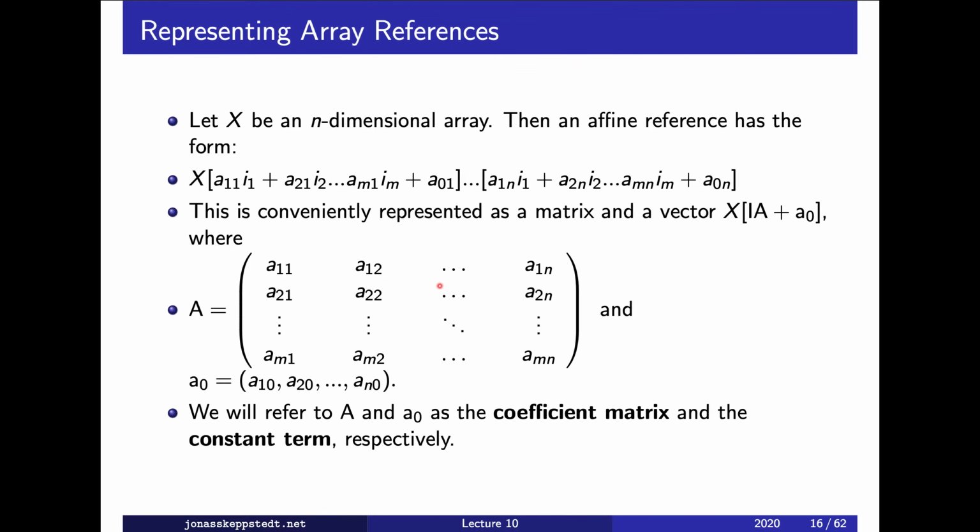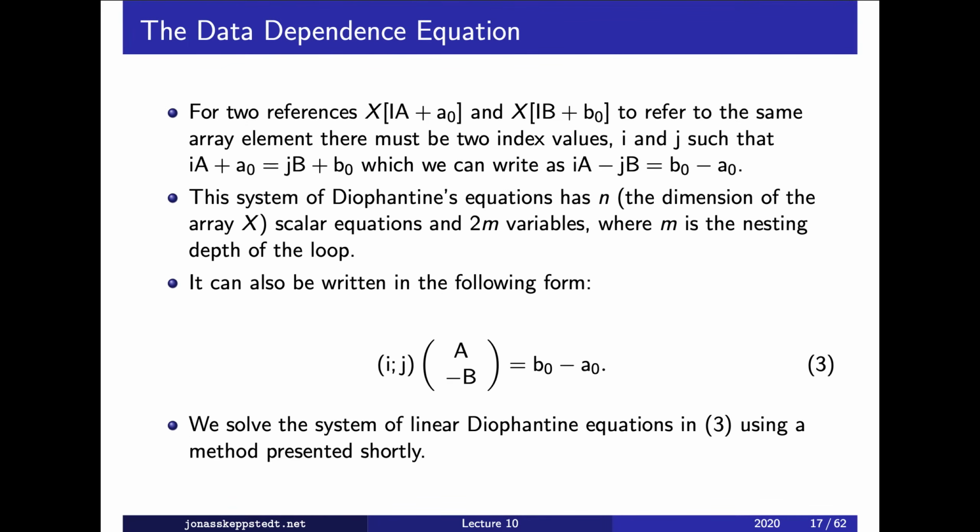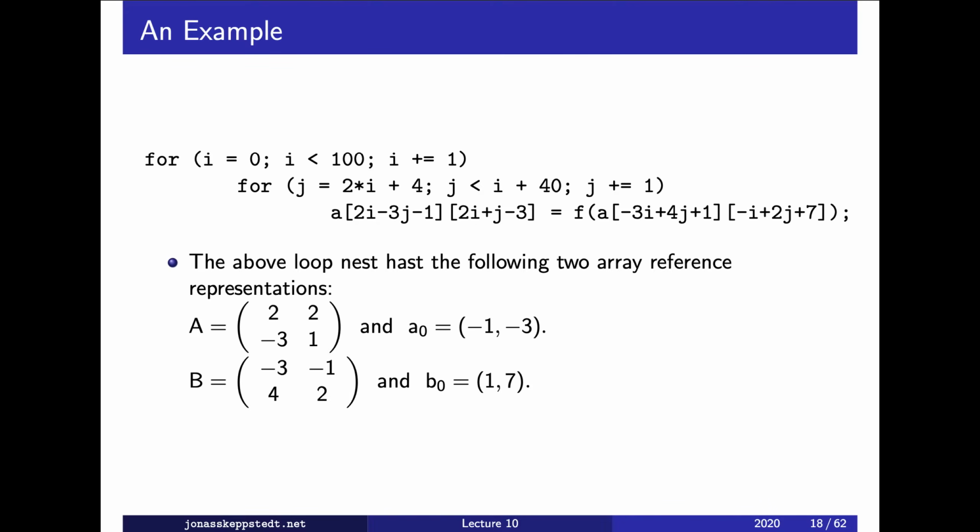So how do we represent array references? We represent them using a coefficient matrix and a constant term. For the first subscript, we have this column, and the second subscript, this column, etc. And we can look at an example to start with. So the first column is this subscript, and the second column is this, and then the constant term.